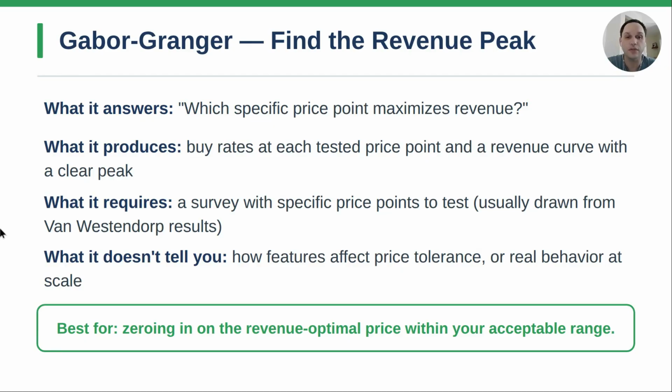What it requires: a survey with specific prices drawn from your Van Westendorp range. What it doesn't tell you: how features affect price tolerance, or how real buyers behave at scale versus what they say in a survey. Use it when you have a specific price in mind and need to know which one maximizes revenue, with the Van Westendorp range already established.